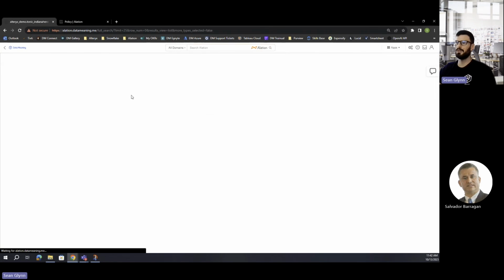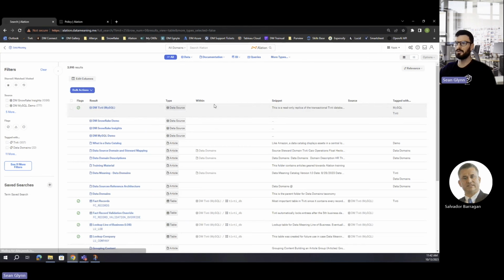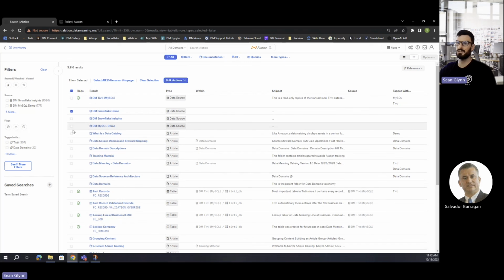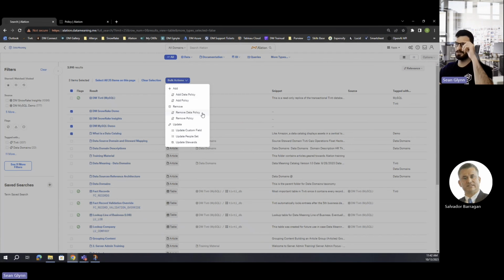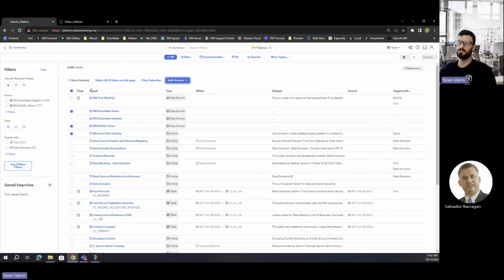There is also the ability to do this a little bit more in bulk from a manual perspective, where if I come to an advanced search and select a number of items here, I have the ability to, in this case, add or remove policies. So if you're performing an advanced search with a number of filters and you want to apply a blanket policy to all of those search results, this is a place where you can come and apply those, speeding up the process instead of going one by one.